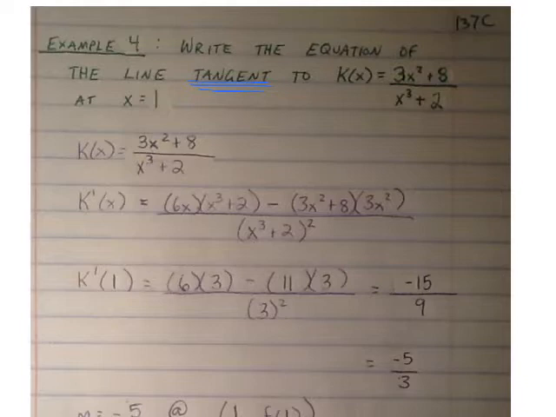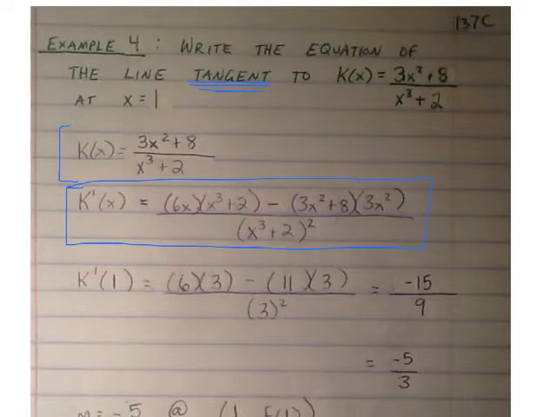So here's our function k of x. I use the quotient rule to find k prime. So there's the derivative. And we're looking for the tangent line at x equals 1. So by plugging 1 into the derivative, we can get the slope at x equals 1. So here we go. Here's the slope at x equals 1, and that simplifies down to negative 5/3. So on our curve, which, I don't know, looks something like this maybe, at 1, our slope is negative 5/3.